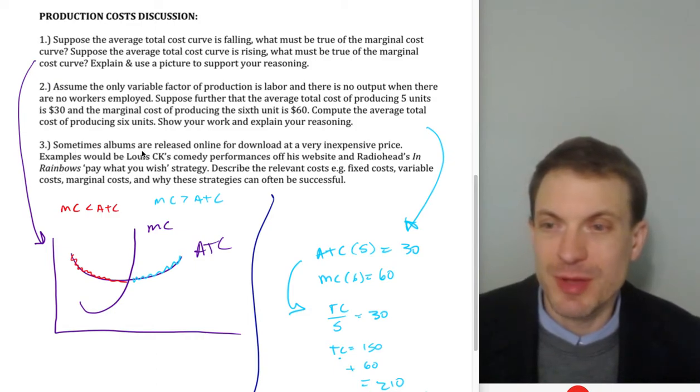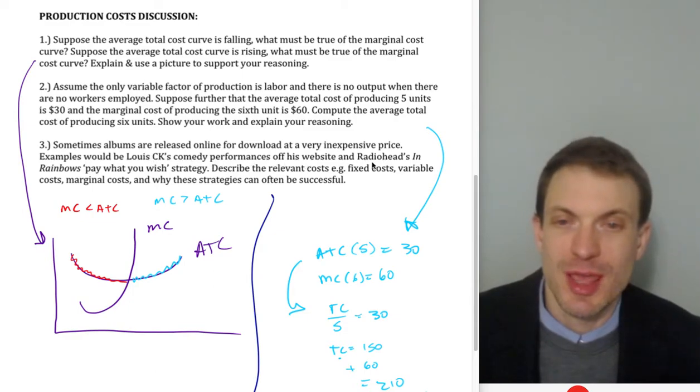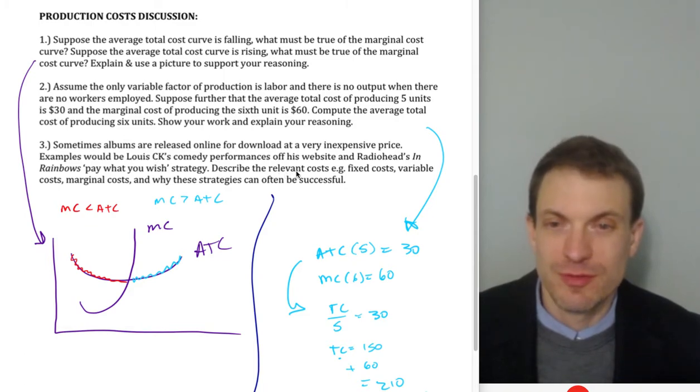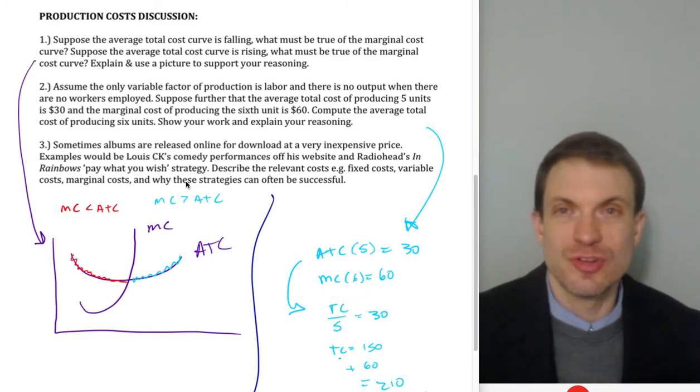And then three, sometimes albums are released online for download at a very inexpensive price. Examples would be Louis C.K.'s comedy performances from his website and Radiohead's In Rainbows Pay What You Wish strategy. Describe the relevant costs such as fixed costs, variable costs, marginal costs, and why these strategies can be successful.